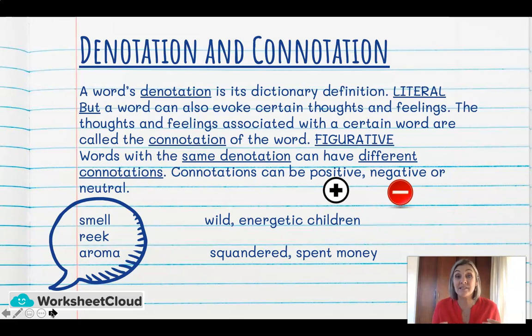So words can have the same denotation, or the same dictionary meaning, but have a different connotation. And so we're going to look at that. So the connotation of a word can be positive, it can be negative, or it can just be neutral.